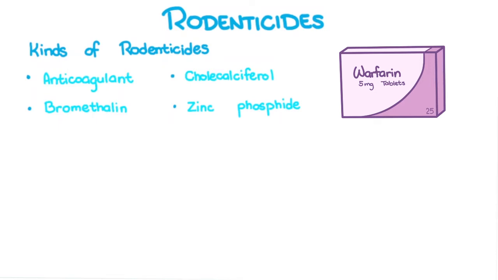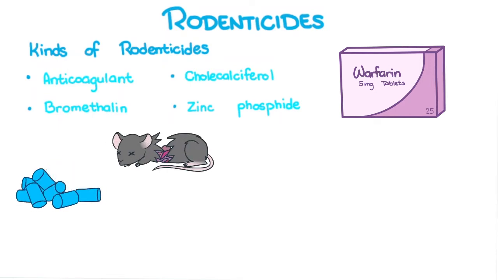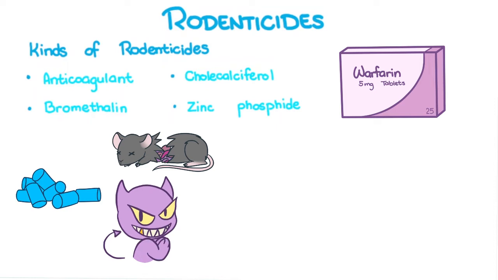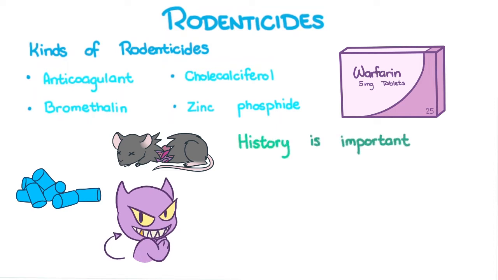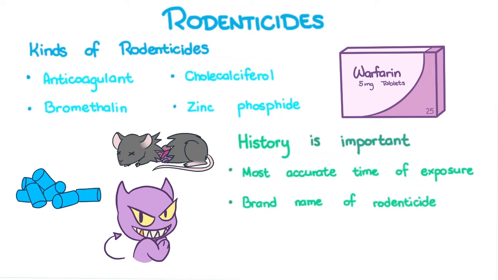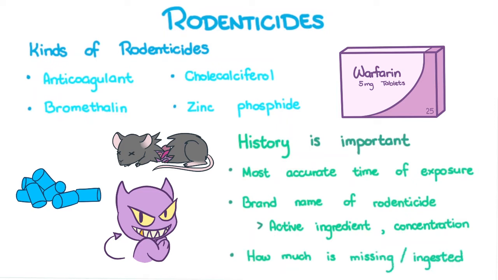Animals under our care may accidentally ingest rodenticide bait or ingest a recently poisoned rodent and get secondary poisoning. And sometimes absolutely evil people intentionally poison our pets. History is important when poisoning is suspected. Owners may be asked about the most accurate time of exposure, brand name of rodenticide with the active ingredients and concentrations, and how much is missing/ingested.